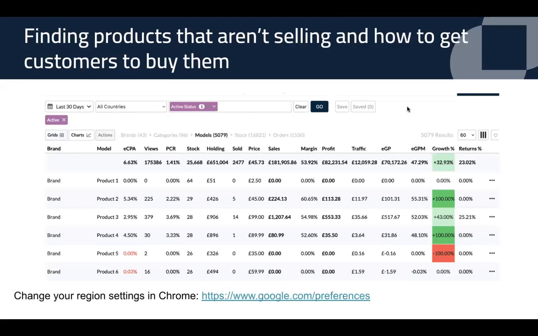Just on the flip side of products that are selling well, let's look at finding products that aren't selling and how we can get customers to buy more of those products. There are two scenarios here: products that are attracting lots of views but aren't selling, and products that are attracting little to no views and aren't selling. For scenario one, first of all, we would sort by views here and highlight those products that have lots of views and high stock.